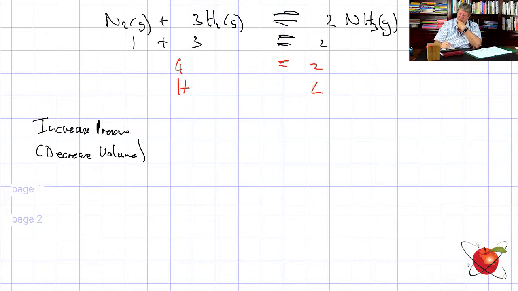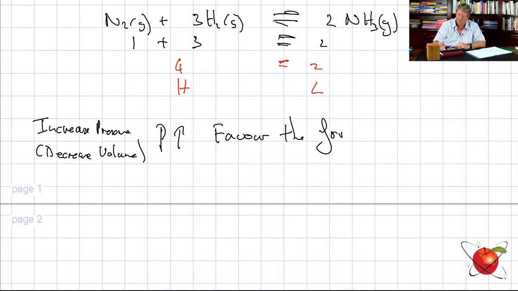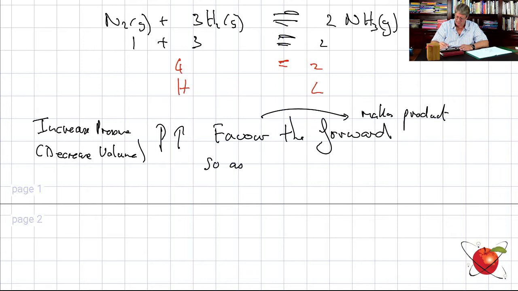So if I've increased pressure, P has gone up. So what's it going to do? The reaction will favor the forward reaction. This is just how we put it. It favors the forward, which means it makes product. Why? So as to reduce pressure.